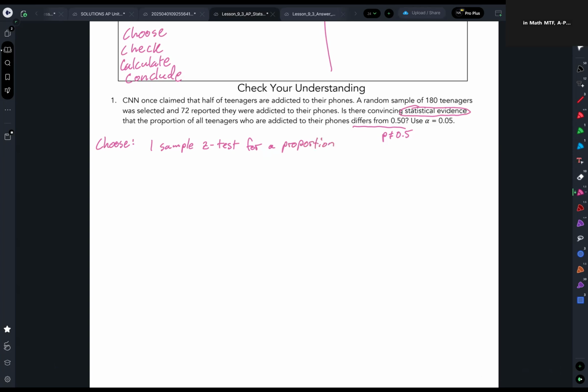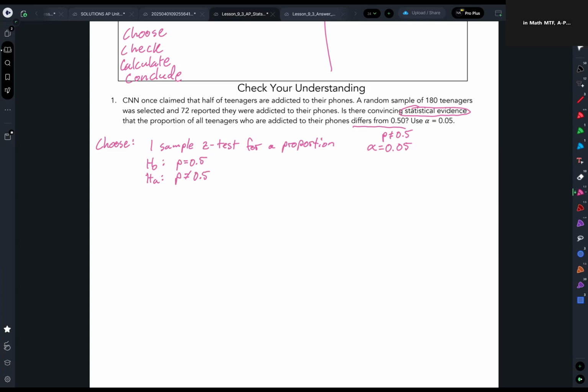Anytime you choose, you also need to identify your significance level. We're going to use an alpha of 0.05. We need to identify what our hypotheses are. And remember, your hypotheses always are going to use the same value given. So the claim originally was that P is 0.5. My alternative that I'm checking is P is not equal to, or differs from, 0.5.